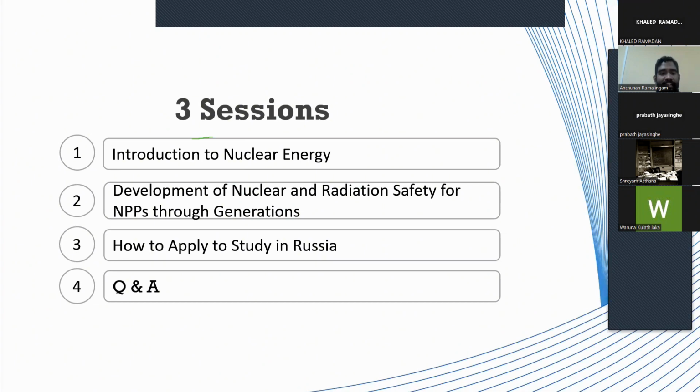The session has three parts. One is the Introduction to Nuclear Energy, presented by Prabhat Butiga, a first year master's student at TPU, Tomsk Polytechnic University. The second is Development of Nuclear and Radiation Safety for NPP through Generations, presented by Midha Abulal, a third year PhD student at TPU. And finally, how to apply to study in Russia, presented by Dilum Ananda, a second year bachelor student from IIT NYU MIFI.